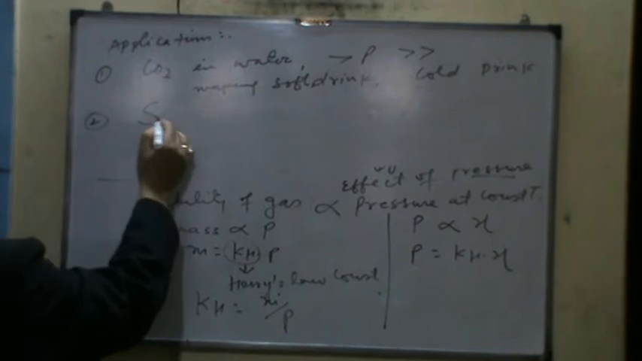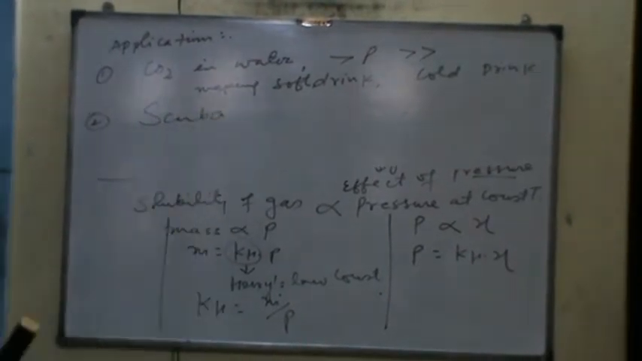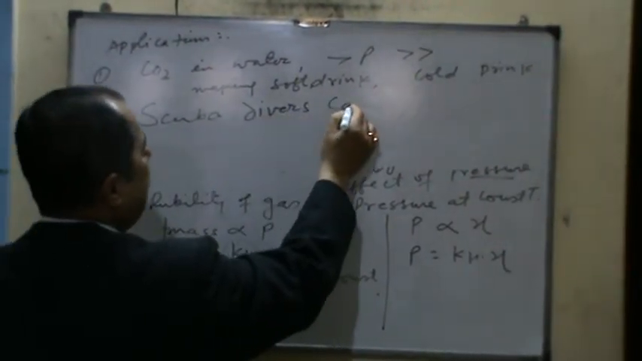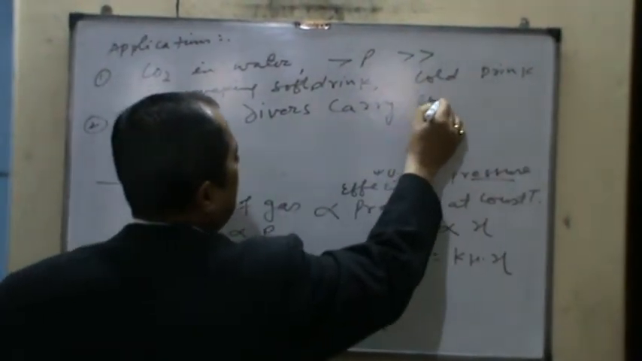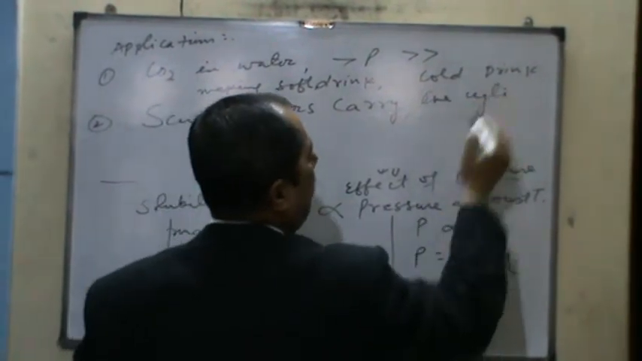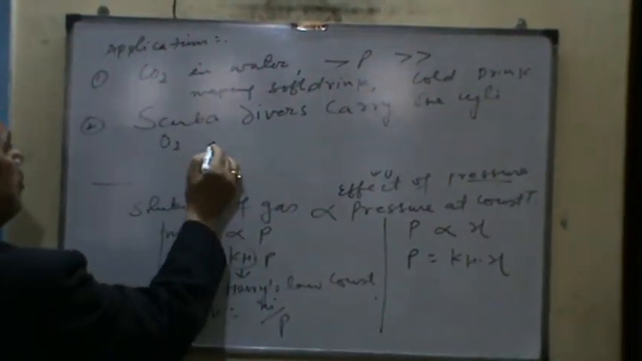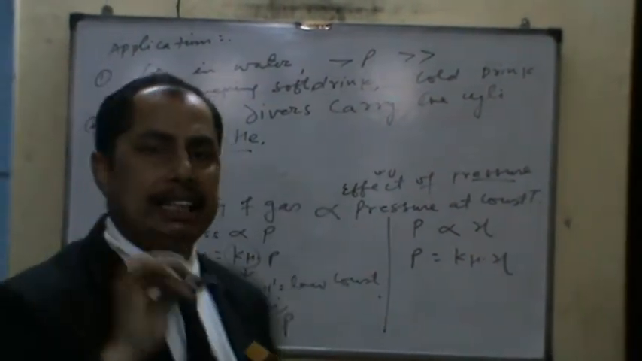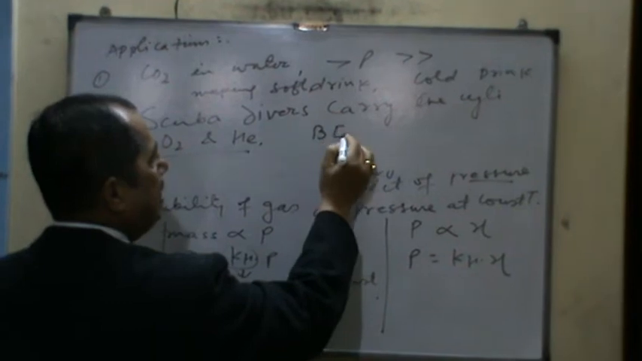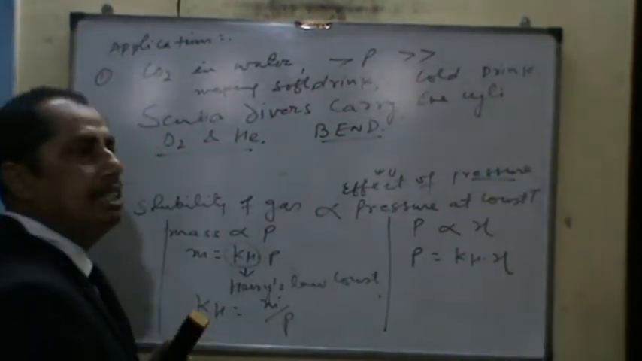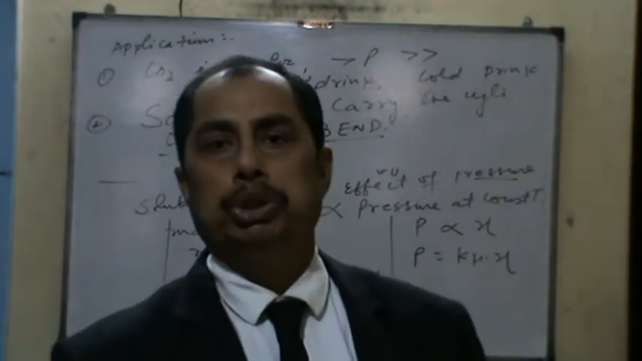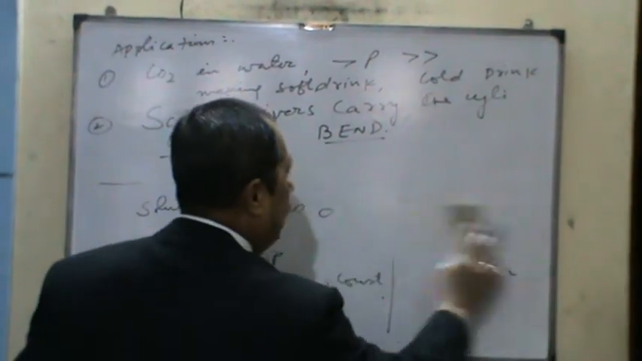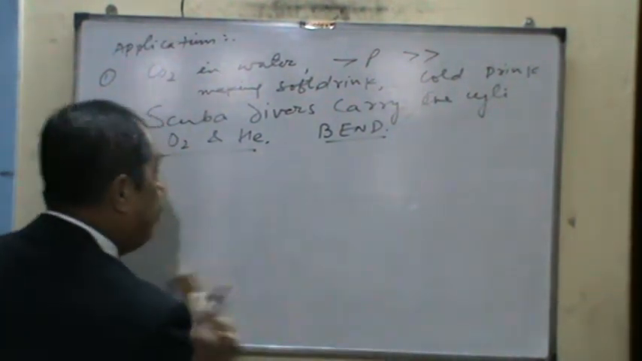For example, second application is scuba divers carry the cylinder of oxygen and helium rather than nitrogen to avoid bends. Anybody can tell me what is bends? It is a medical symptom which causes chest pain or nose bleeding. That is very fatal or painful for life.